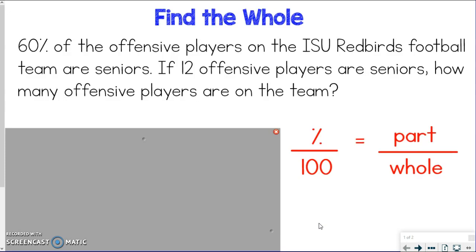Alright. Okay, let's get started with another sports commentary themed question. So, this time, instead of finding the part like we did last time, we're going to find the whole. So we've got this next problem, 1C, pencil ready, let's go. 60% of the offensive players on the ISU Redbirds football team are seniors. If 12 offensive players are seniors, how many offensive players are on the team?